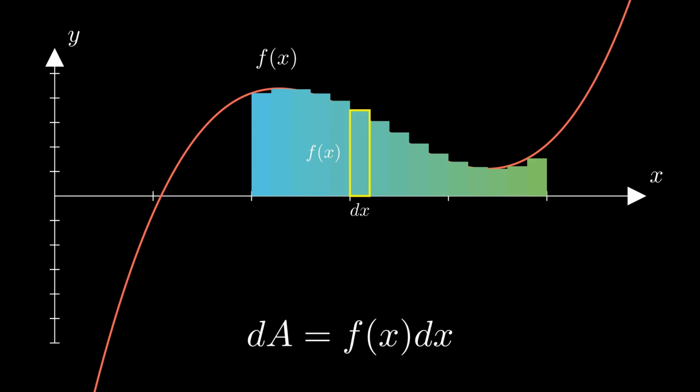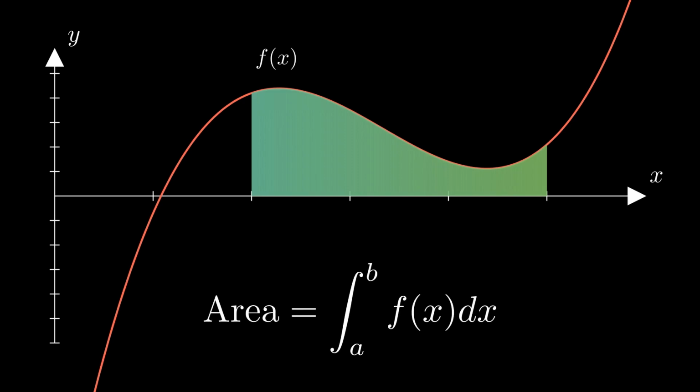The important idea is that as we let dx approach 0, these rectangles would better approximate the area under the curve. Thus, we can say that if we add up all of these little pieces of area dA, we will get the area under the curve. We do this using an integral, and we write that the area under the curve is equal to the integral of f of x dx.